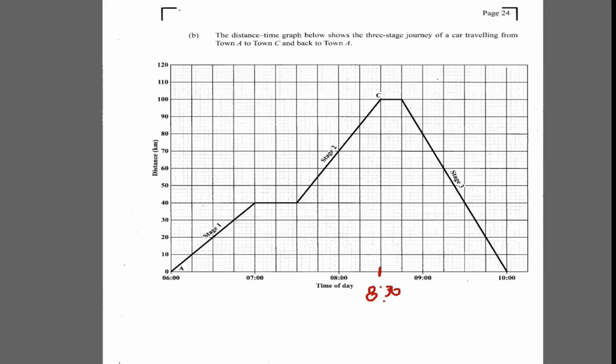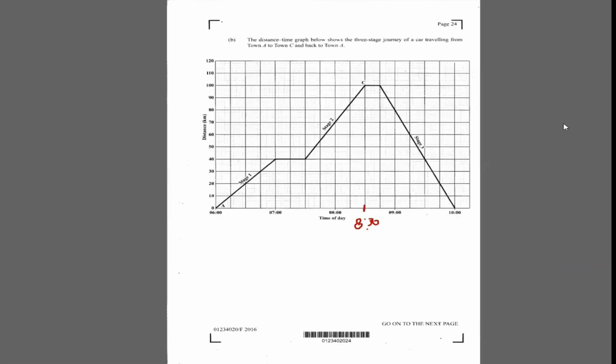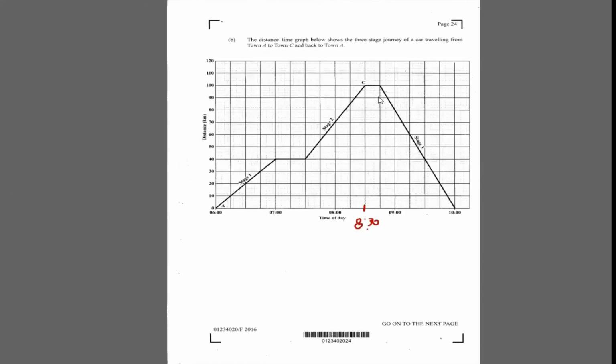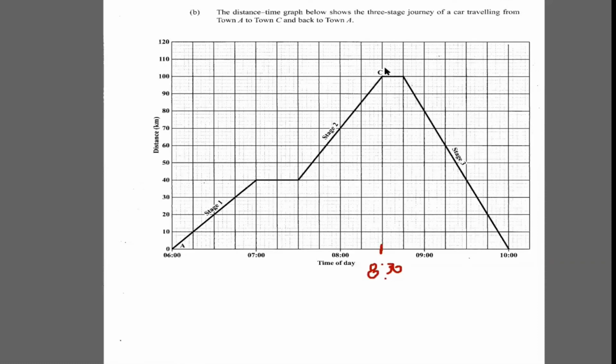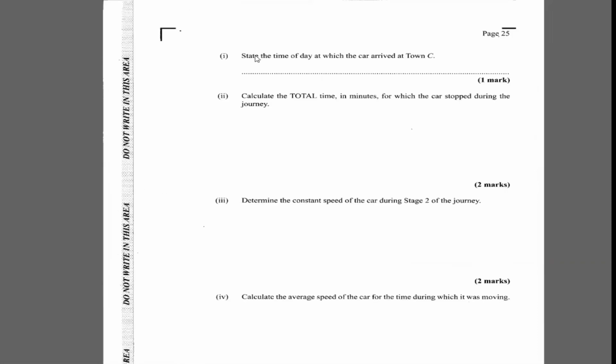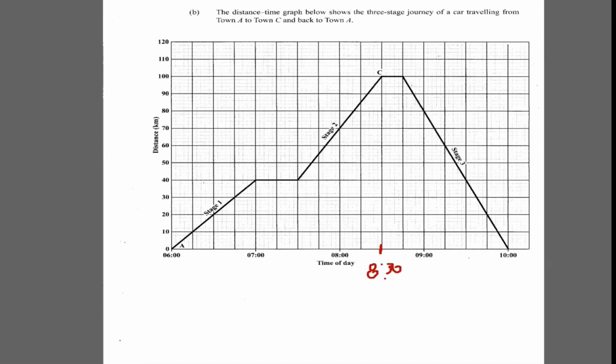All right. So let's see what they ask us about this now. They say state the time of day at which the car arrived at town C. So they arrived at town C at this point in time, at 8:30 a.m. Arrived at 8:30 after traveling from 6 o'clock. That's 2 hours and 30 minutes.